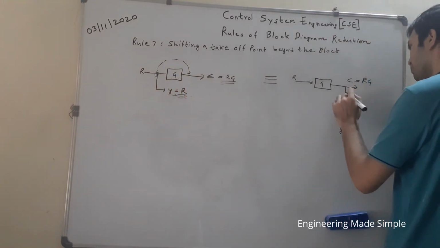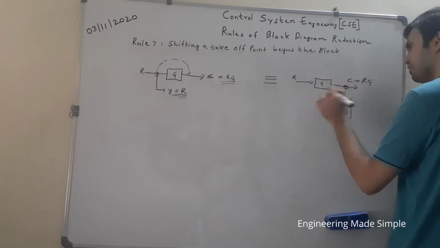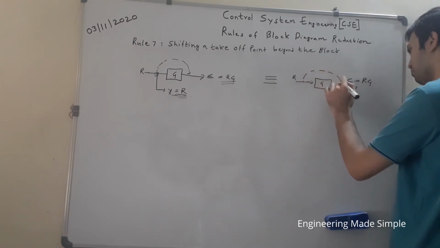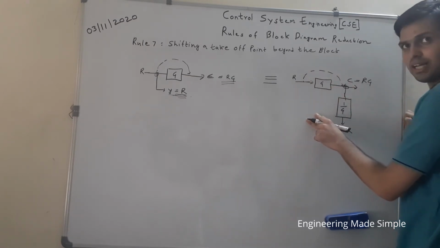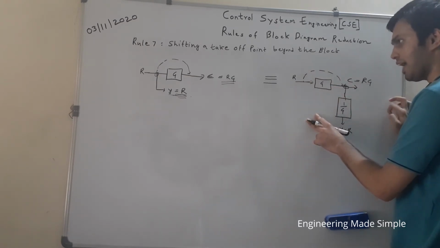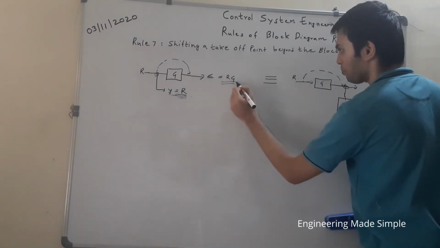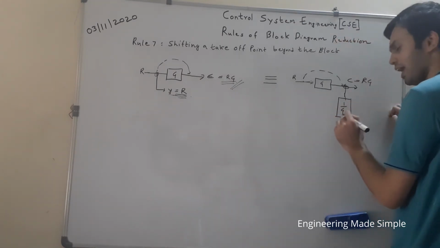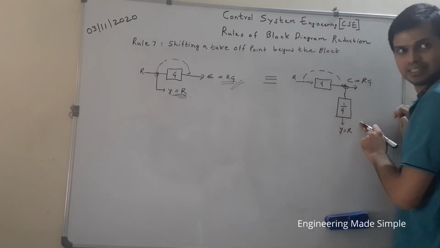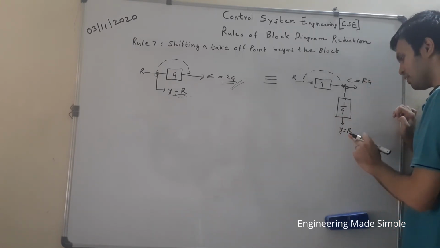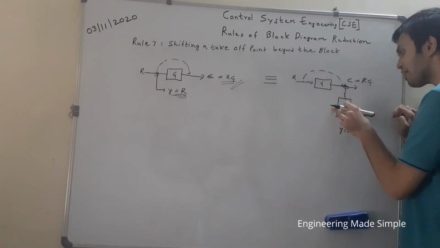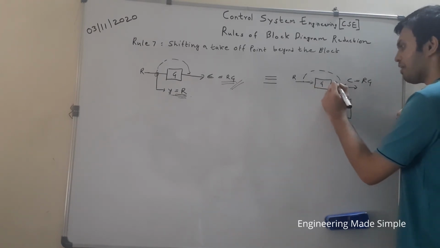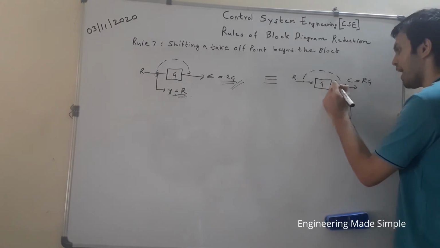Now when I move this takeoff point ahead of the block, it was present earlier over here, I have moved it ahead of the block. In order to make the suitable manipulation, and your feedback signal and output signal should also remain the same, I will need to multiply a block of 1 by g at the takeoff junction. So what is the advantage of multiplying 1 by g over here? You will see. At the output of this block, c over here, it would be r into g.